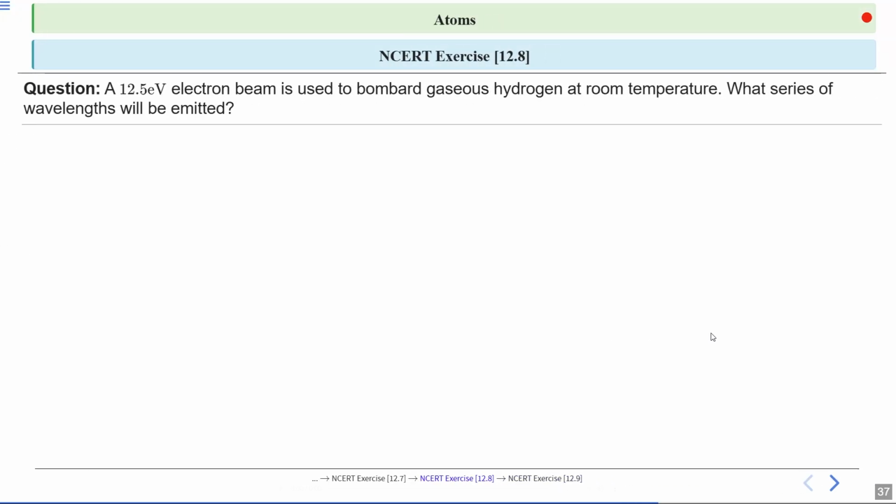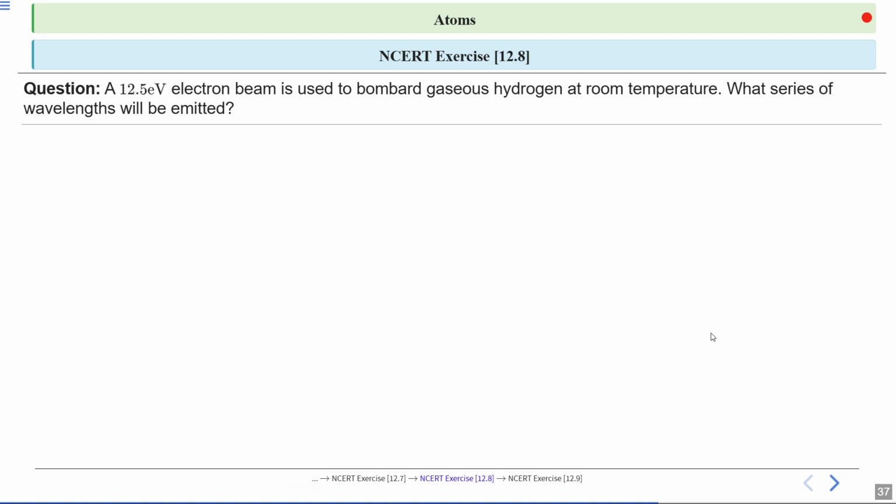Let's have a look at the question. An electron beam with energy 12.5 electron volt is used to bombard hydrogen gas at room temperature. This question asks what series of wavelengths will be emitted. Notice how this is a classic atomic physics problem about electron excitation and emission in hydrogen atoms.